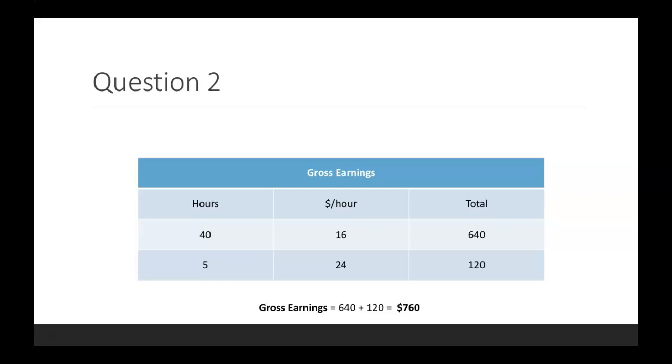Now, that's not the amount that she's actually going to be getting paid, right? Because the amount that she gets paid is her net pay. So we need to figure out her net pay. That's going to be the gross earnings minus the deductions. So we were told in the problem that her federal income tax withholding is $95.